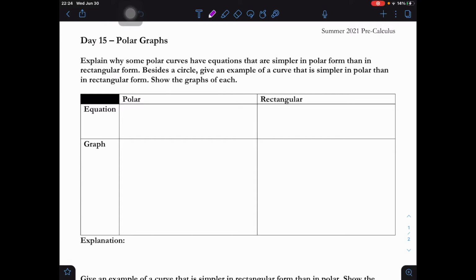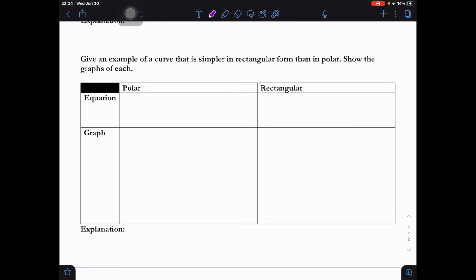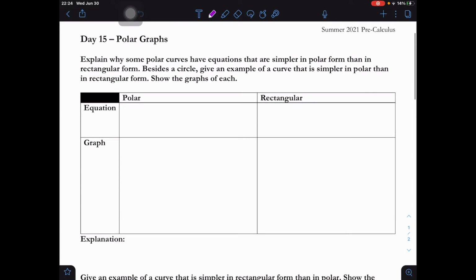Okay, so basically what we have to do here is show one equation that's simpler in polar form than rectangular, and then down here we have to show one equation that's simpler in rectangular than in polar. So our first example that we're going to be talking about is r equals a plus or minus b times cos of theta.